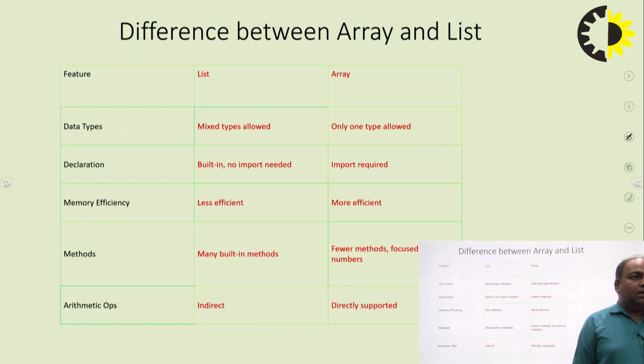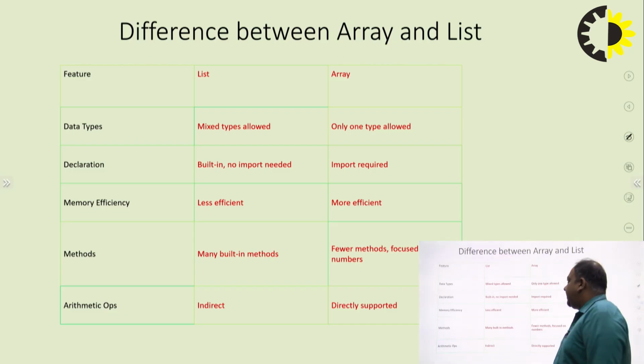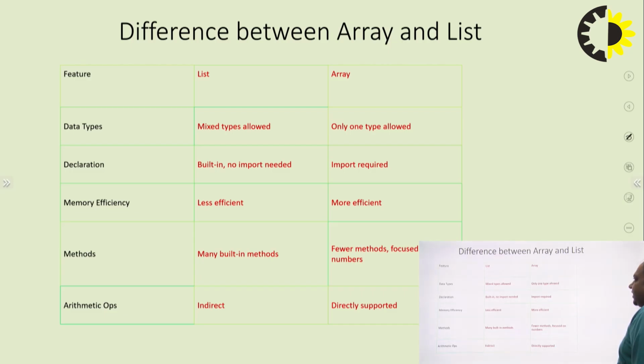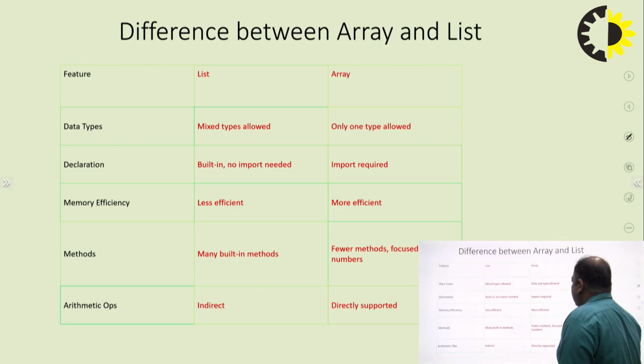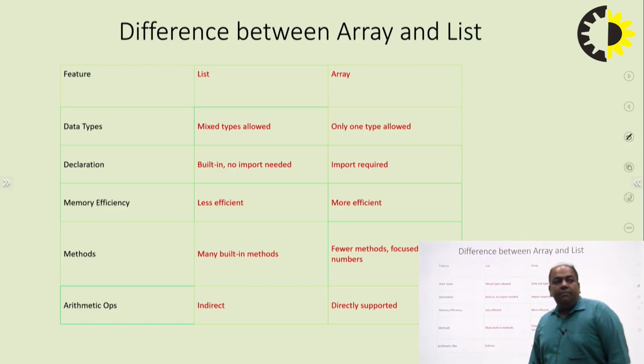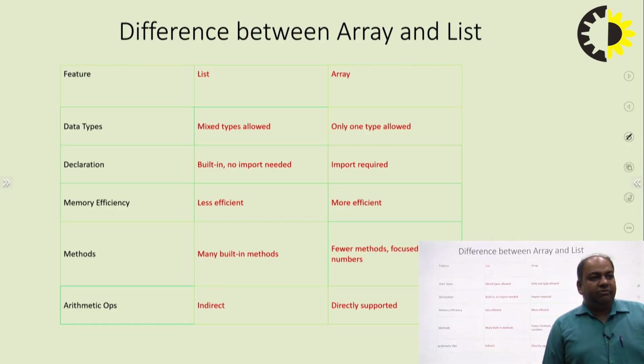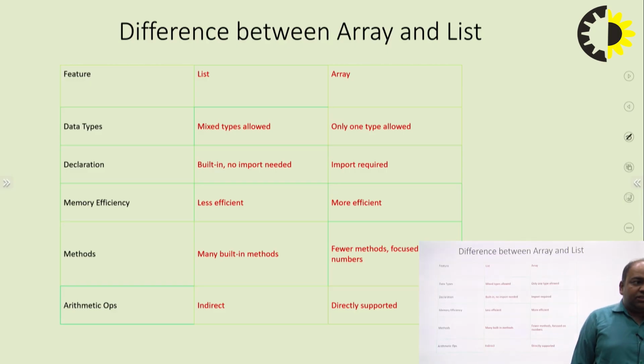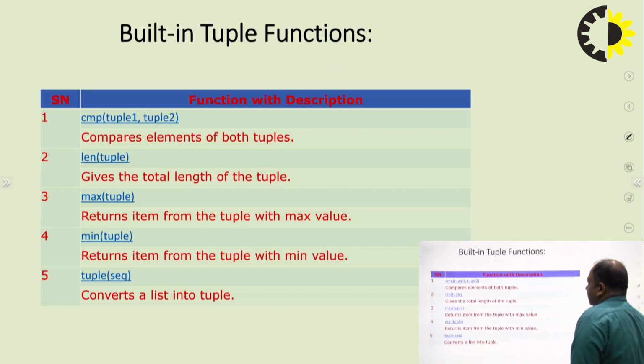Okay. Now there is a difference between the array and list. A list can have mixed data types, an array has only one. A list is built in, while an array requires an import. In memory efficiency, a list is less efficient and an array is more efficient. Methods are many and built in, and arithmetic operations are indirectly supported in a list, while in an array they are directly supported.